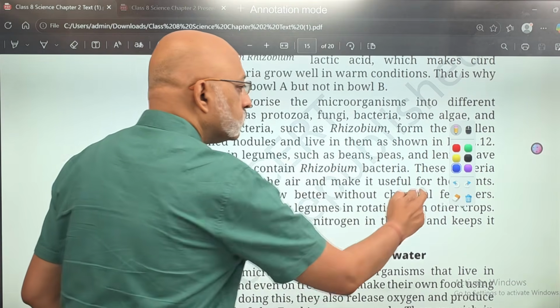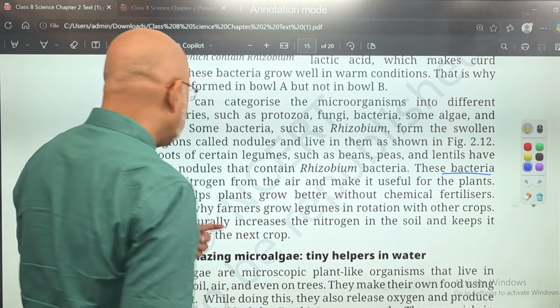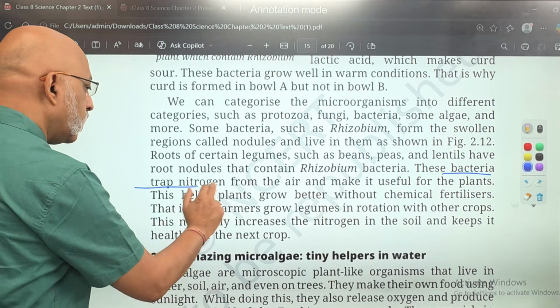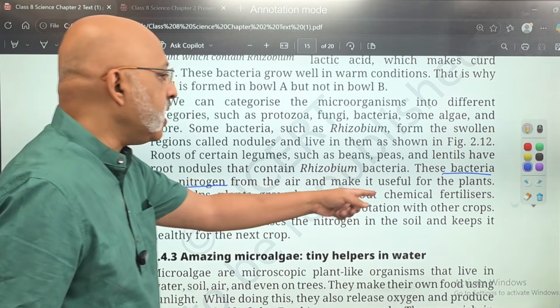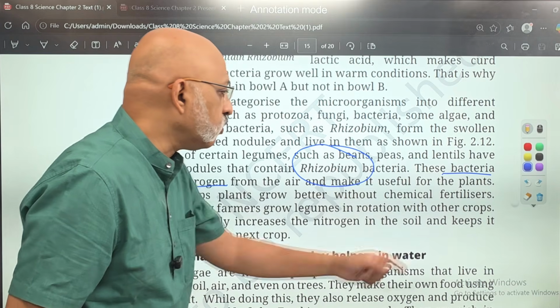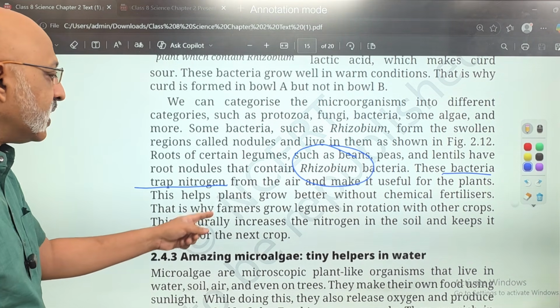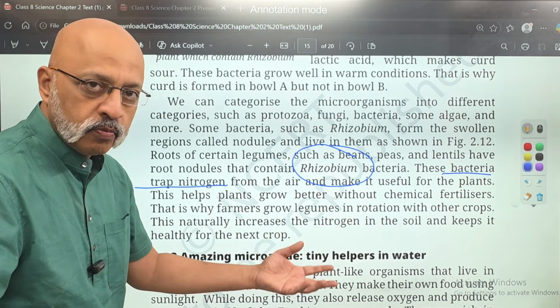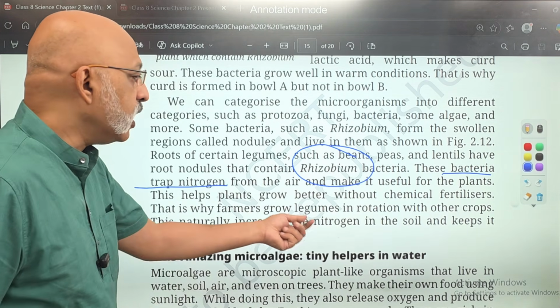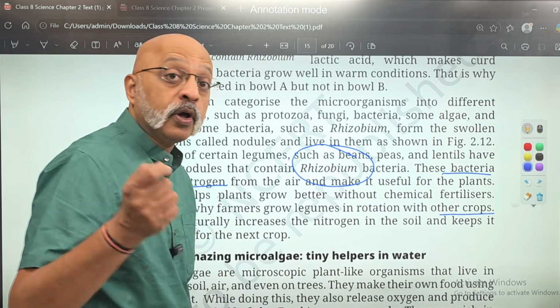These bacteria trap nitrogen from the air, and this is what is important, and make it useful. What bacteria? Rhizobium bacteria. Make it useful for the plants. This helps plants grow better without chemical fertilizers. That is why farmers grow legumes. Legumes are all these kinds of nuts, grown in rotation with other crops. That is what we studied about crop rotation.